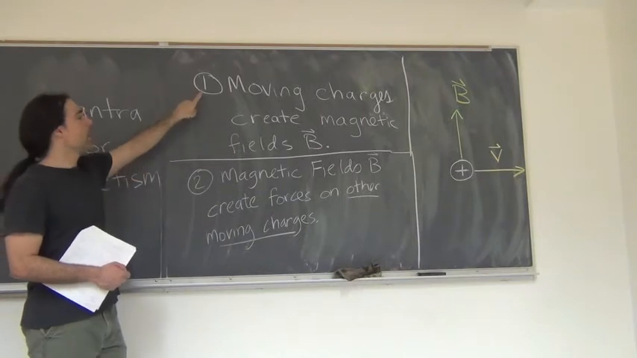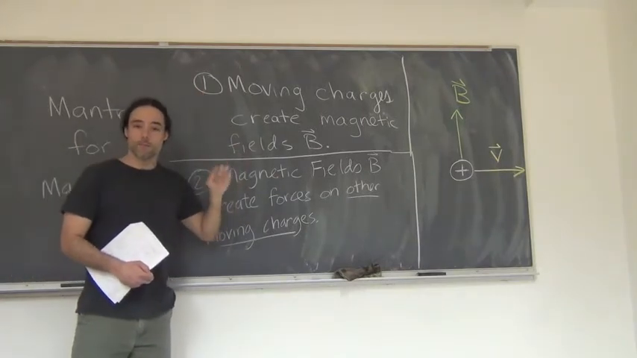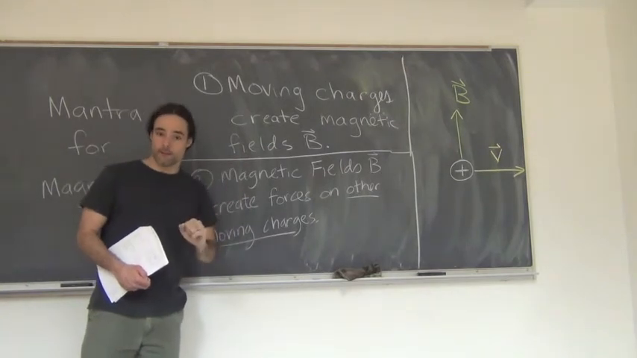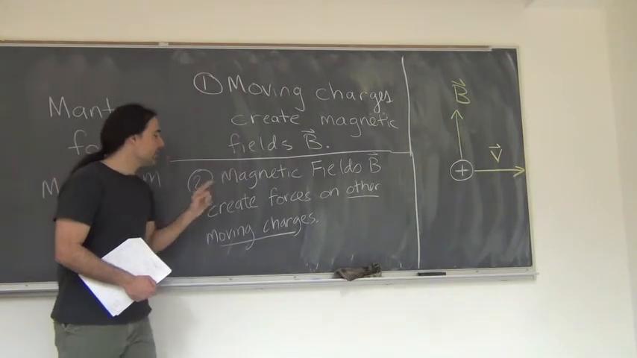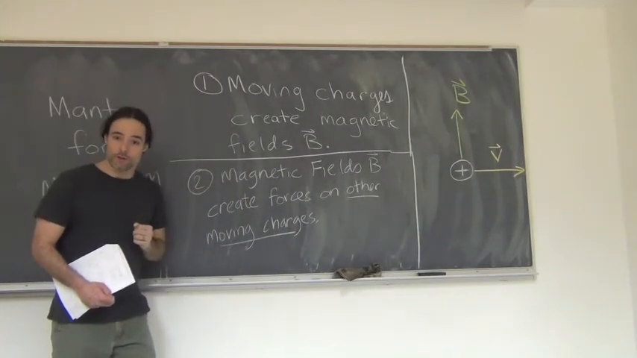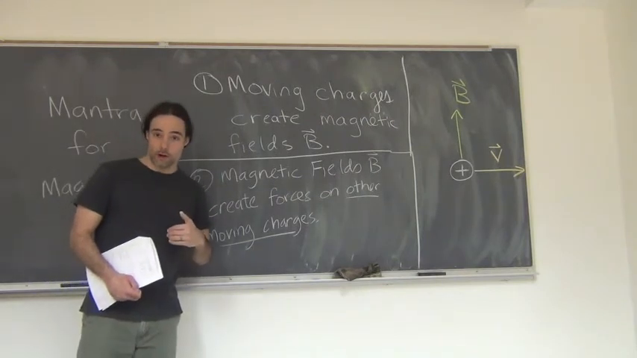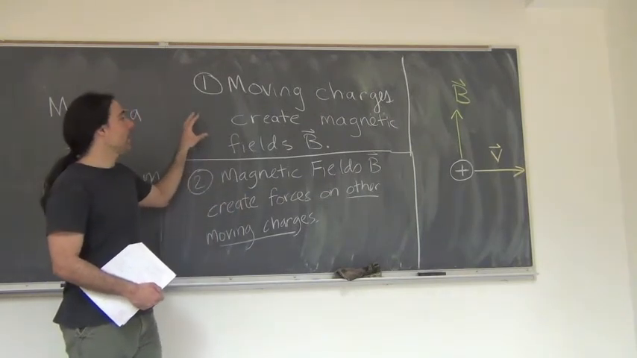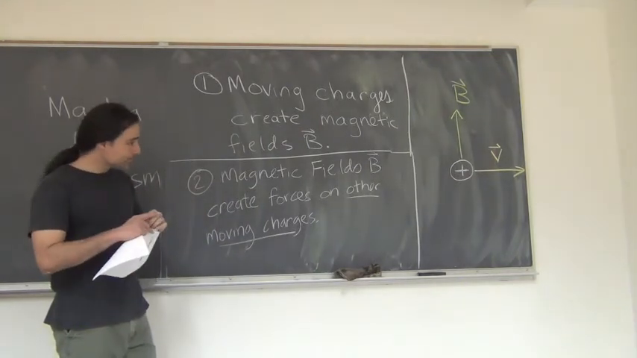Mantra one: moving charges create magnetic fields B. Part two: magnetic fields B create forces on other moving charges. So magnetic fields create forces on other moving charges. This seems simple, but it gets a little bit complicated in practice.